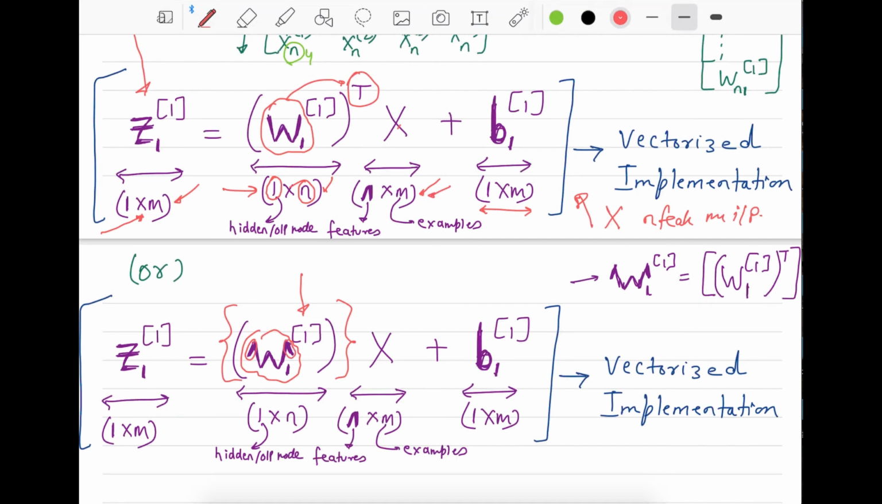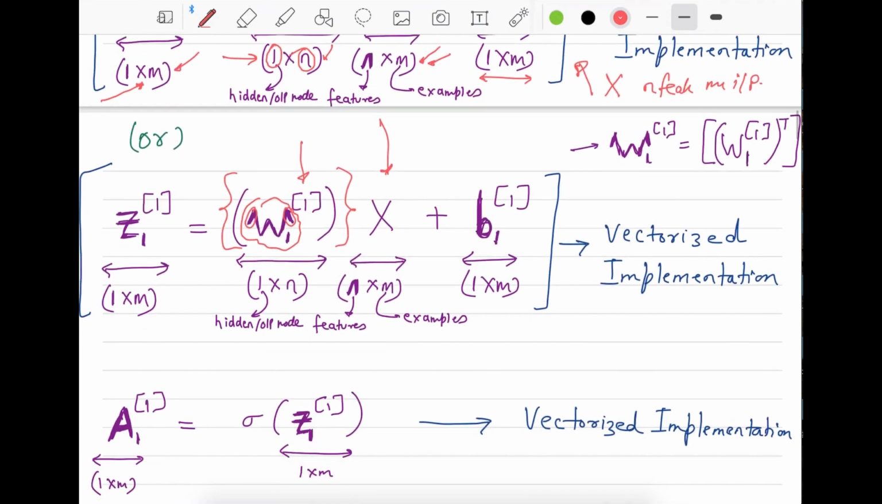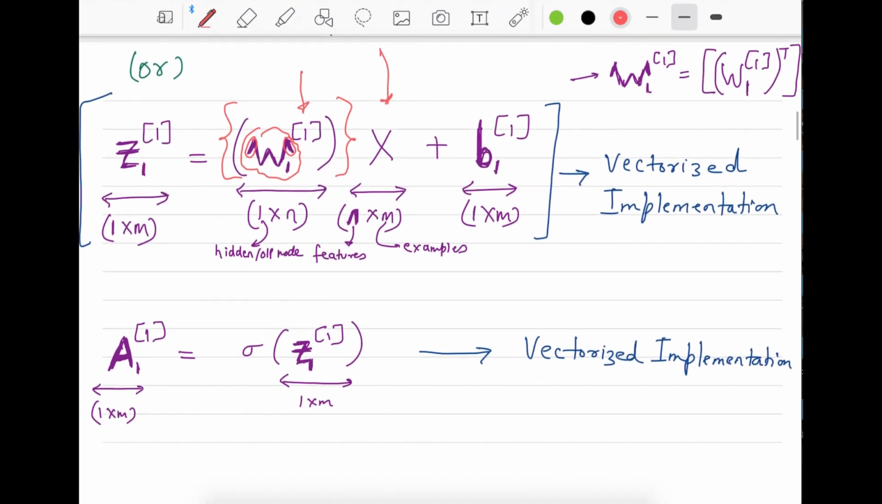And this is again the same equation which is over here. I just replaced W1 transpose by this W1, which is the new one. And then this Z11 will be passed through the activation function sigma to give you this matrix, that is A11. So these are all vectorized implementations. They can be done in a single step.